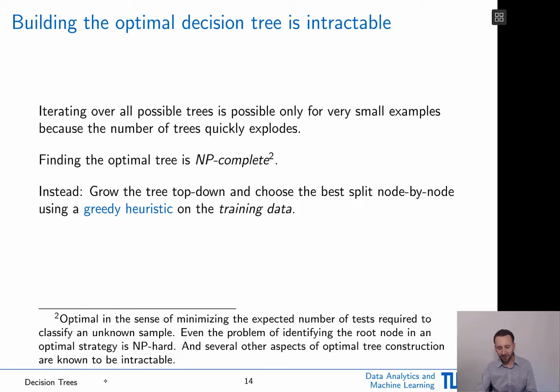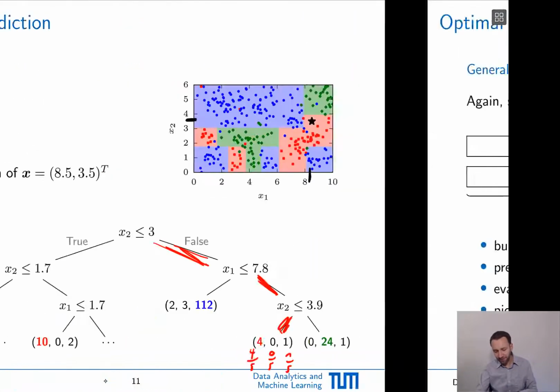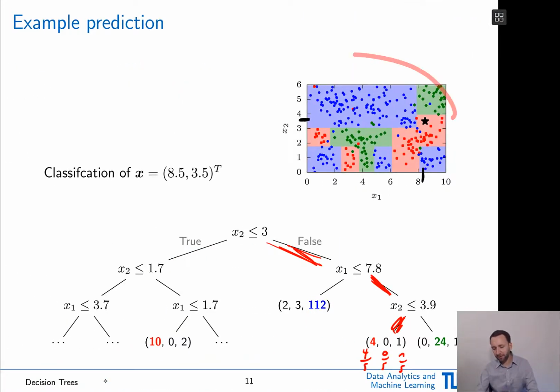So long story short, this doesn't work. It's too hard to do this. So instead, what is done in practice is almost exclusively a greedy approach, a top-down approach. Top-down approach meaning at every time point, we make locally the best decision. Put differently, in this example, we start with the full data set, and then we see, given this full data set, what is the single best decision I can do now? So what is the single best test I can do?